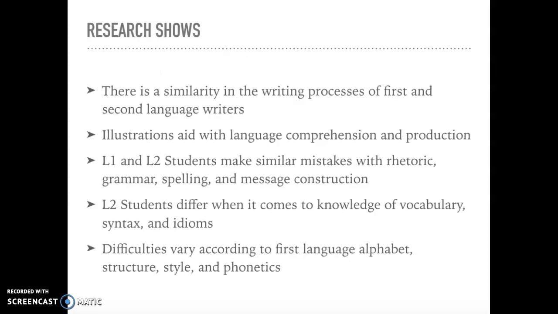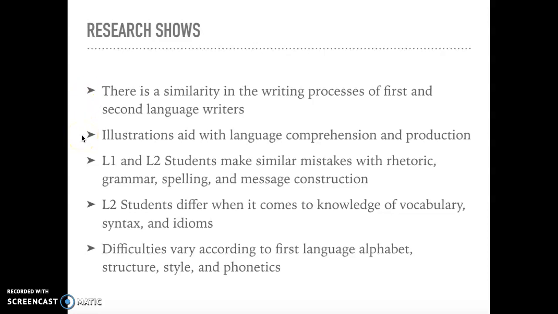So we have to recognize the research in Paraguay and Boyle when we go into teaching our ESL students in our classrooms. One thing to know is that there is a similarity in the writing process of first and second language writers, especially if our second language learners have started learning writing in their first language. They have some background knowledge about composition.